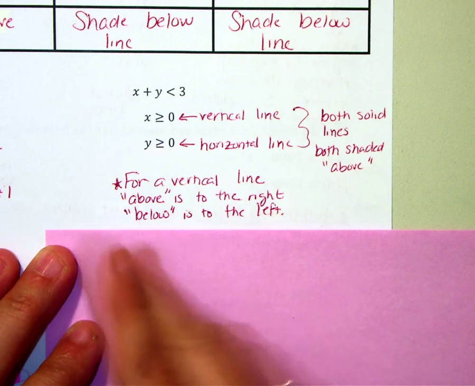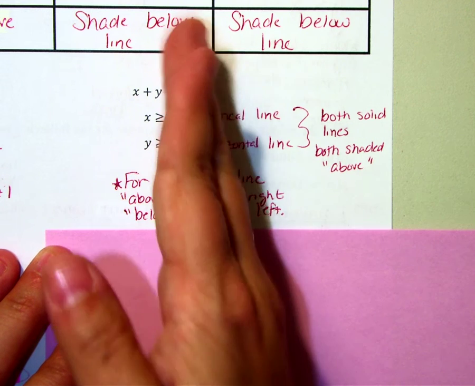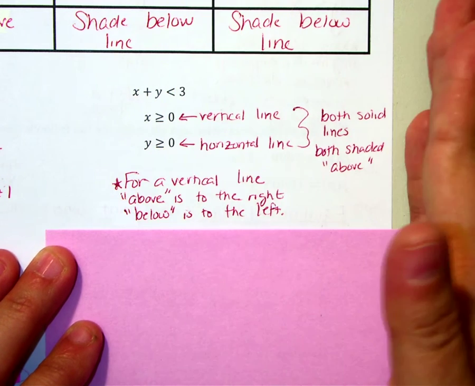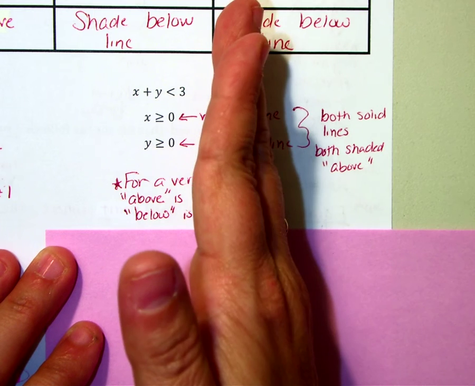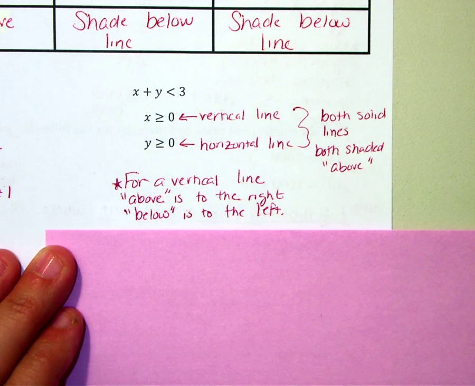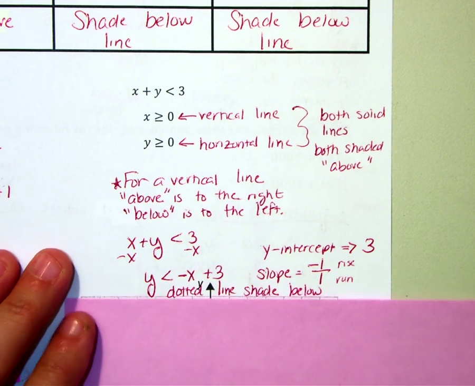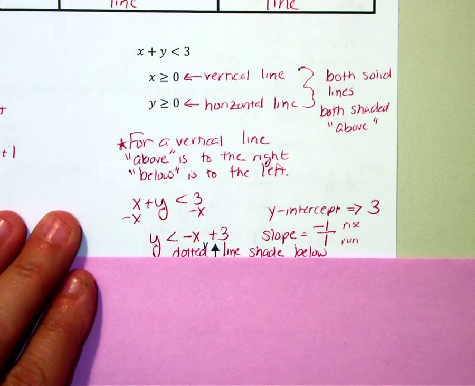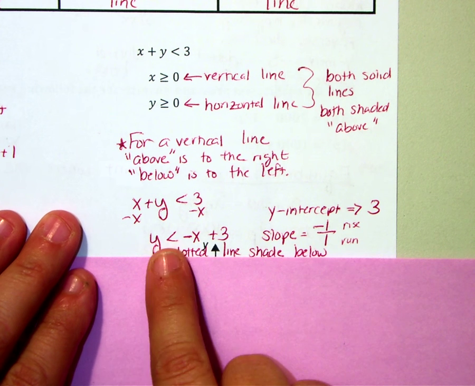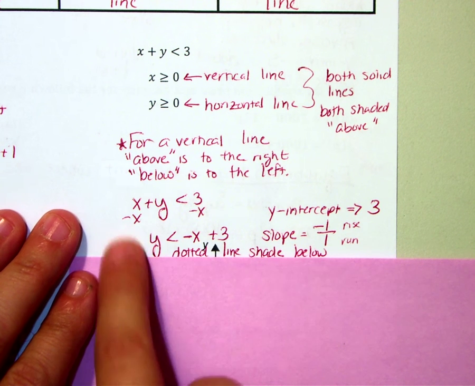But it does mean, notice that it's a negative 1 over a positive 1. Once again, notice it's a negative 1 over a positive 1. So when I graph this particular line after I get 3, I'm going to rise down because it's negative, but I'm going to run to the right because it's positive.